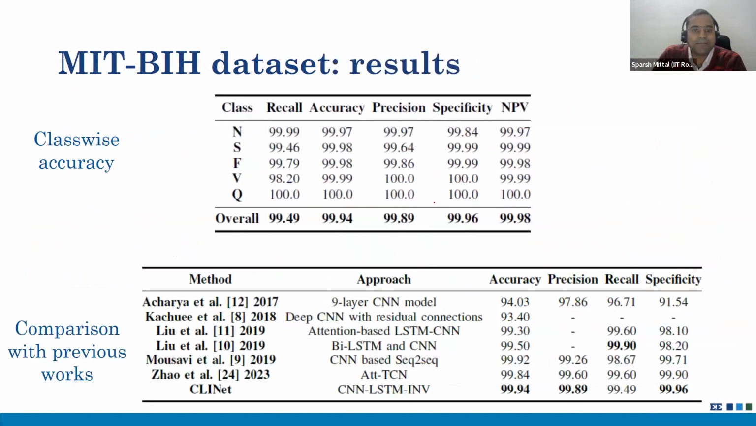So here is the class-wise result for each class. Here also we have obtained more than 99% recall and accuracy, close to 100% precision and specificity. And we have also compared our work with the previous works, because these works have also been done on the same data set. For accuracy and precision, the bold means the best. So here our model is the best. And in recall, we are probably third or fourth. But on all other metrics, our results are the best.